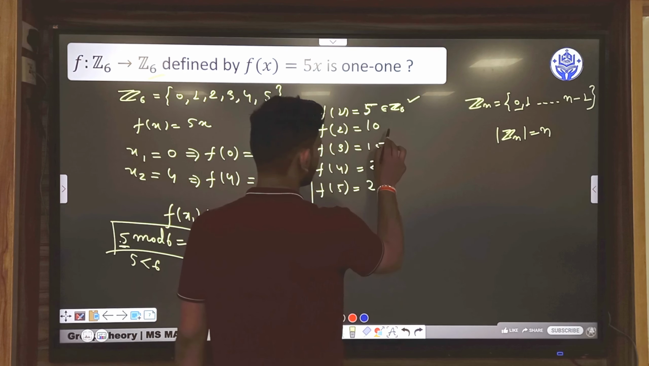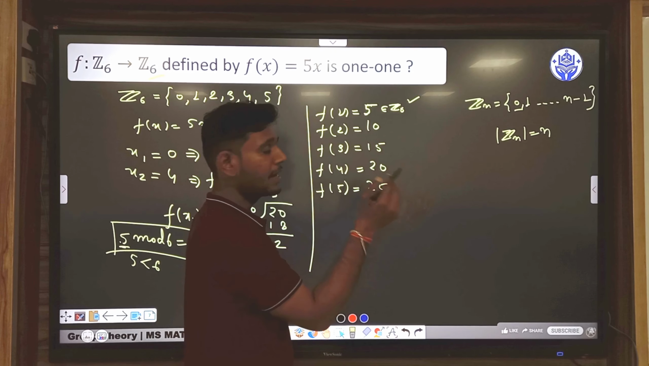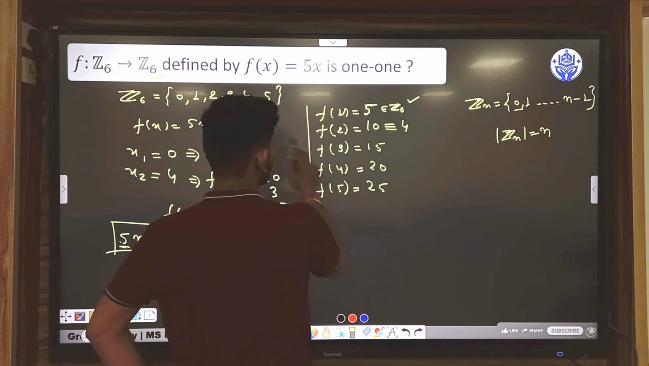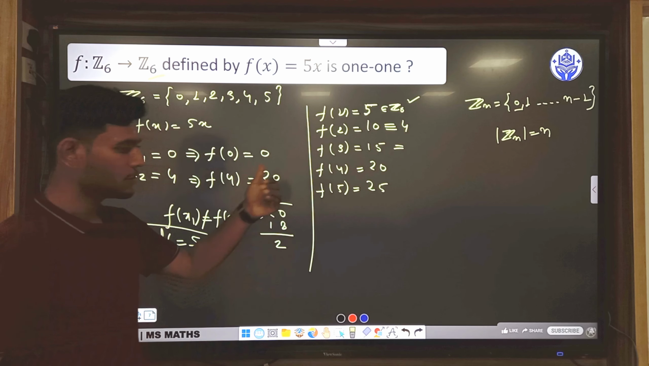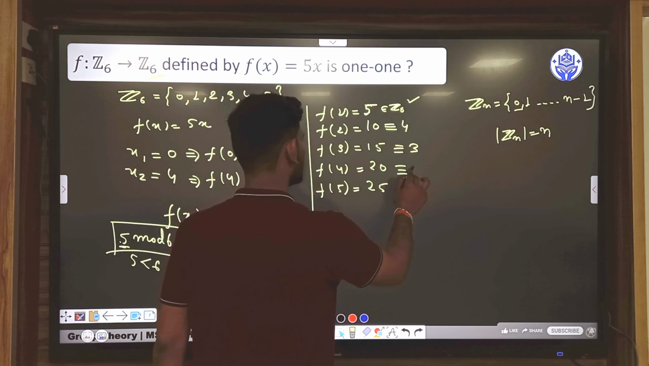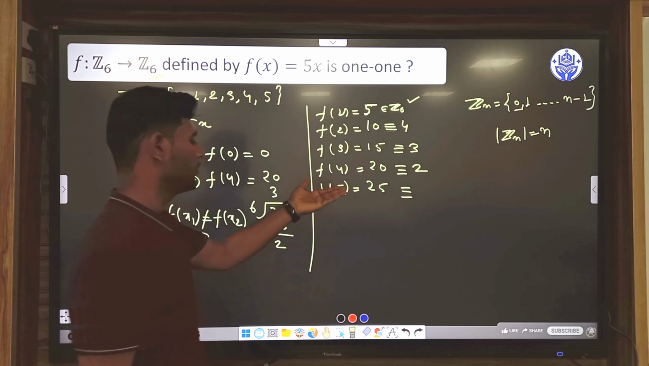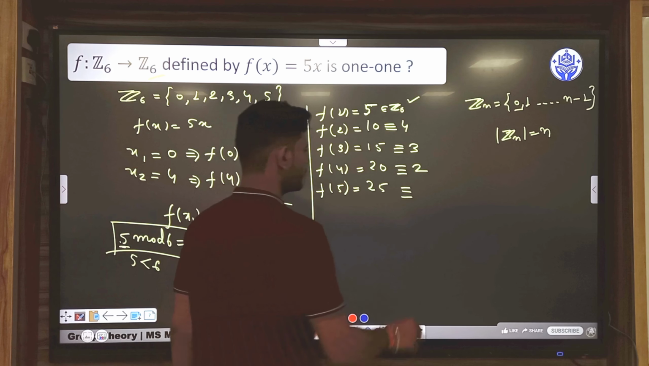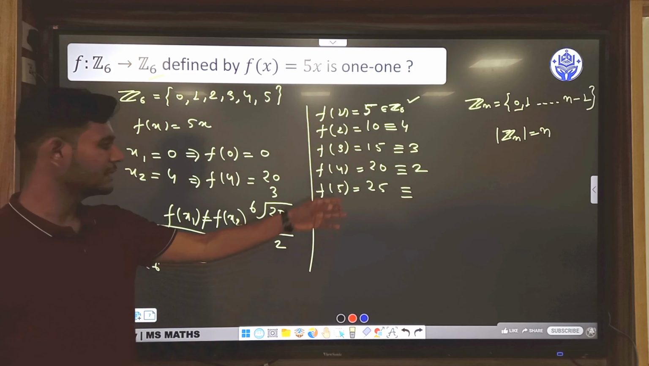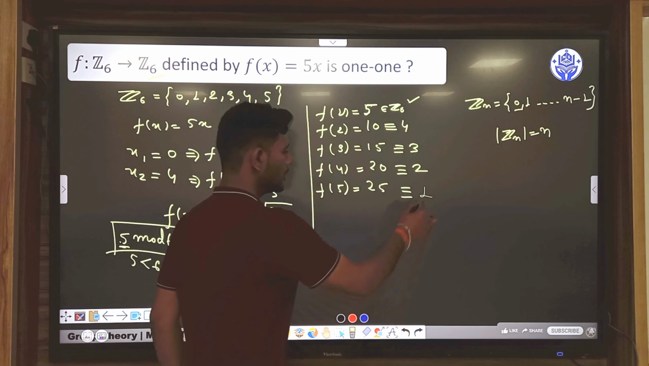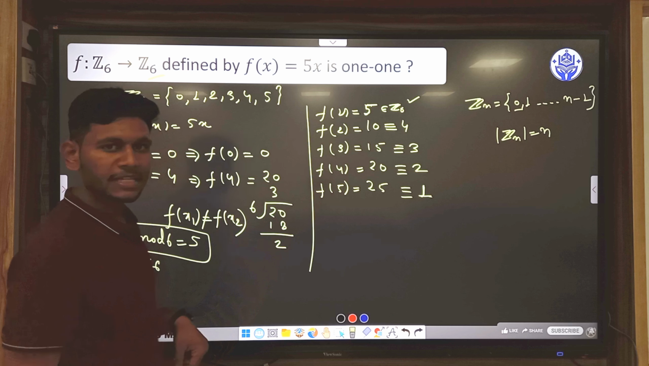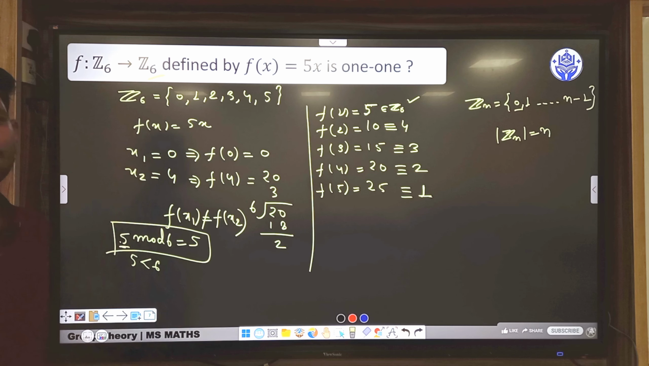If it is 10, then we divide by 6, and the remainder will be 4. So it is equivalent to 4 with respect to mod 6. Here, 6 2s are 12, and 15 is equivalent to 3. 20 is equivalent to 2. And for 25, 6 4s are 24, so it will be 1. Now you can see that these elements are not equal to each other. Then we can say it is a one-one function.